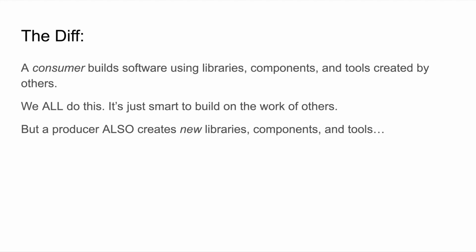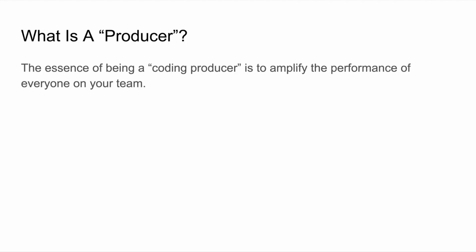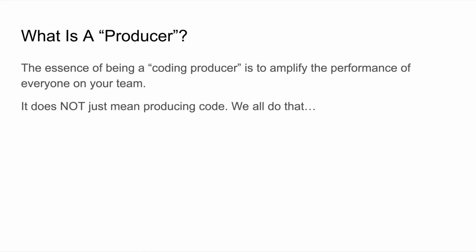But when a programmer is a producer, they do more than this. They also create new libraries, new components, and new tools, which amplify the productivity of other programmers. This is the key. This is the essence of what we mean by a coding producer. When you're a producer, you do things that amplify the performance of everybody on your team. It does not just mean producing code, we all do that. We mean producing in a different sense.